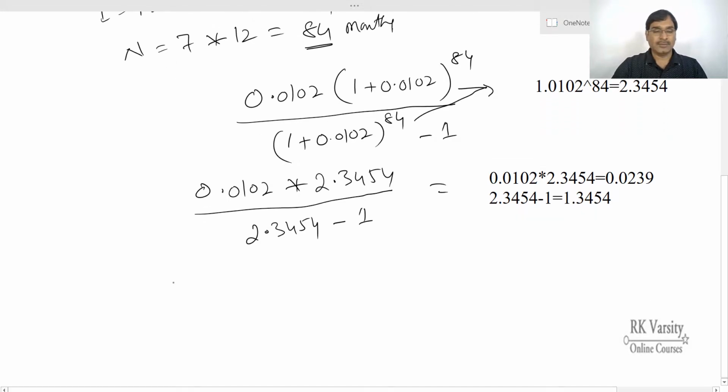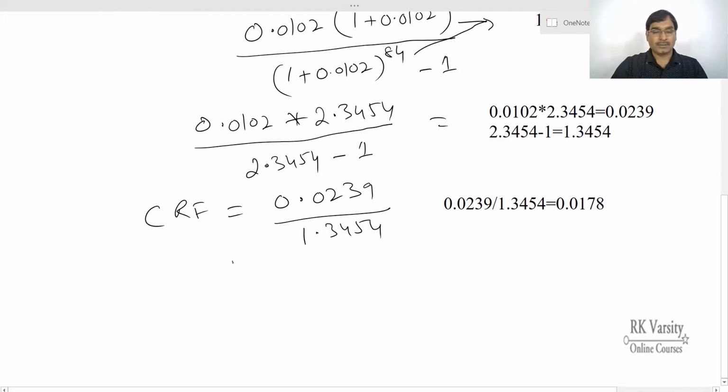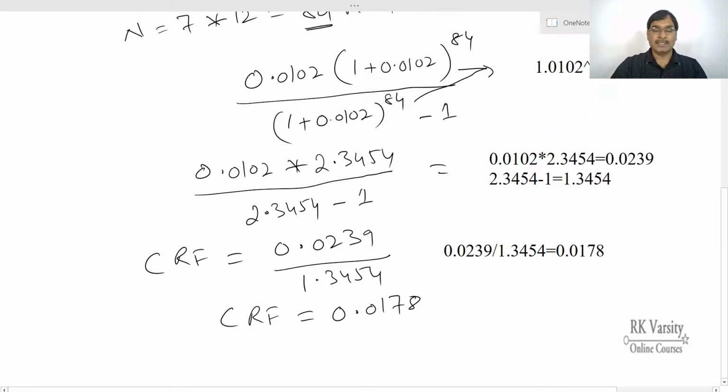So this gives you your capital recovery factor equals 0.0239 upon 1.3454. This equals 0.0178. So your capital recovery factor equals 0.0178. Now using this, you can calculate your installment.